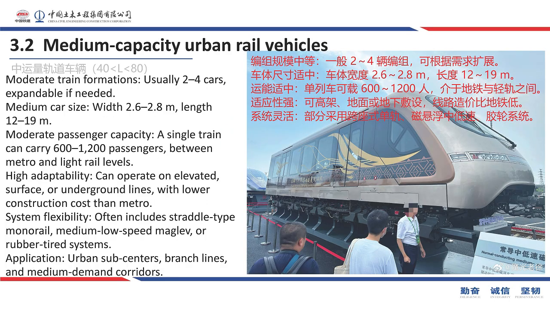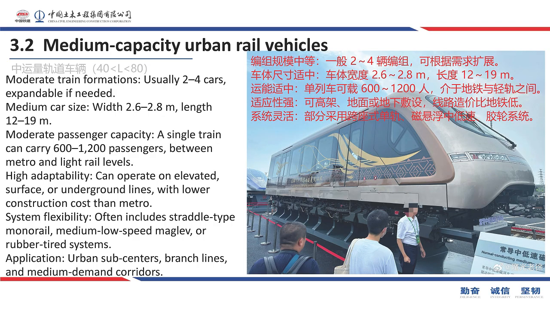Medium-capacity urban systems. Medium-capacity urban trains usually have 2 to 4 cars. They are smaller than metros but larger than trams, carrying 600 to 1,200 passengers. They offer flexibility, often using monorail, maglev, or rubber-tired systems.